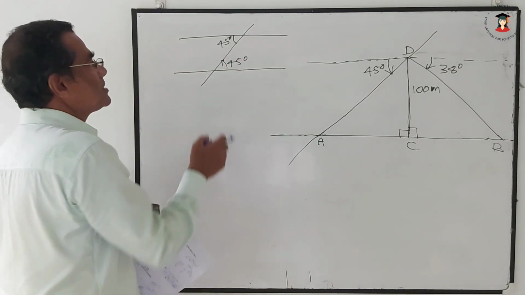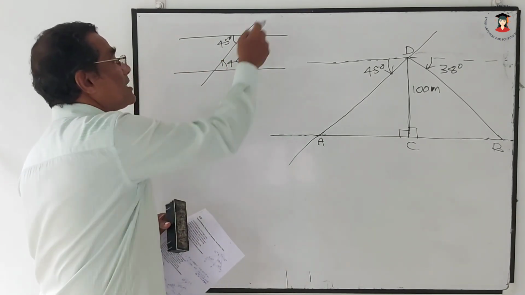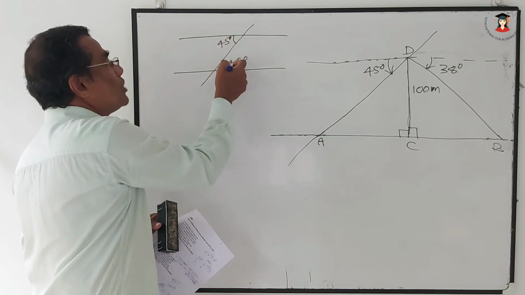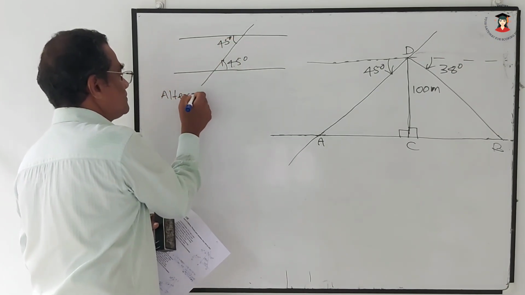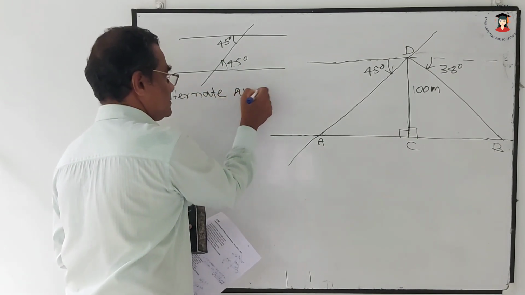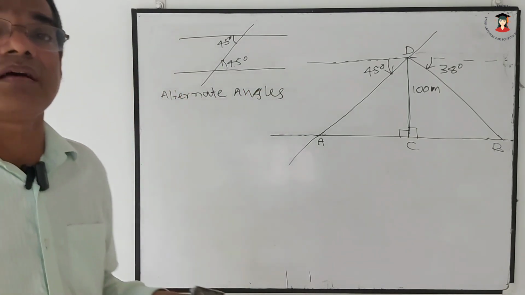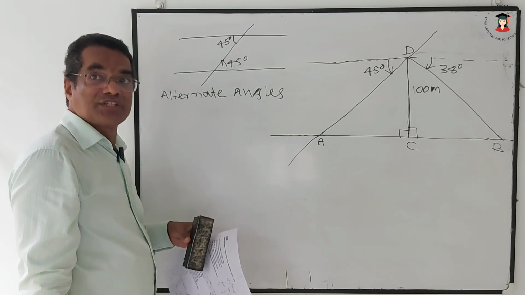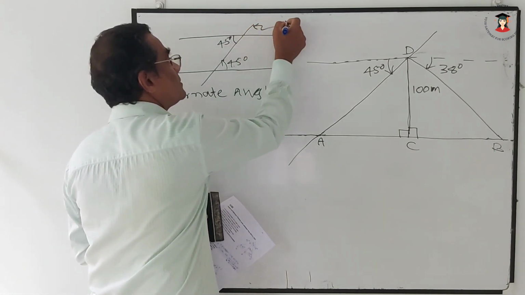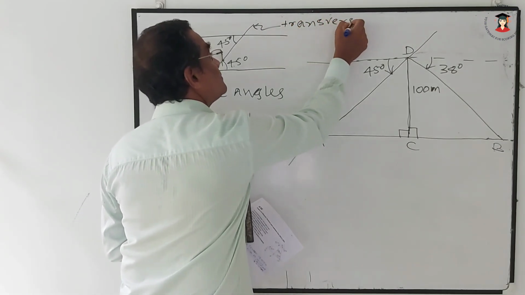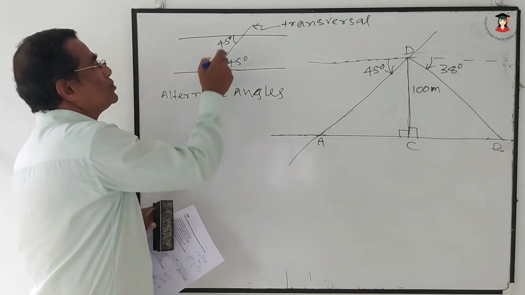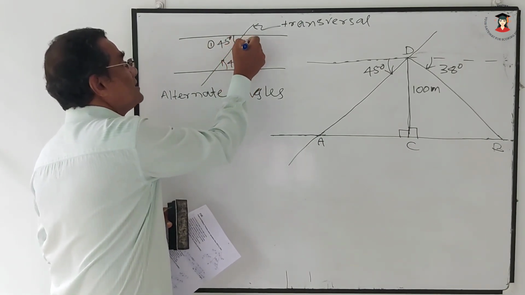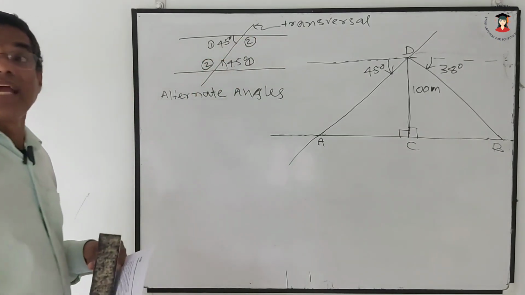Why? Because if there are two parallel lines and a line cutting those parallel lines, called the transversal, these two angles are called alternate angles. Alternate angles are those angles inside the parallel lines and on either side of the transversal. So we will have two pairs of alternate angles. This is one alternate angle, and these are the other pair of alternate angles.